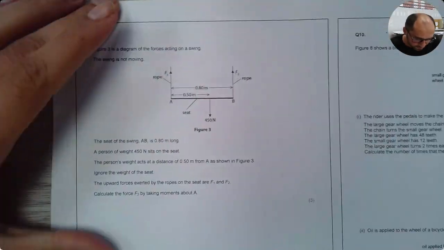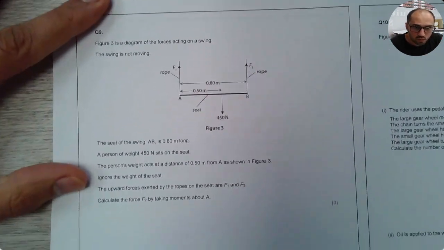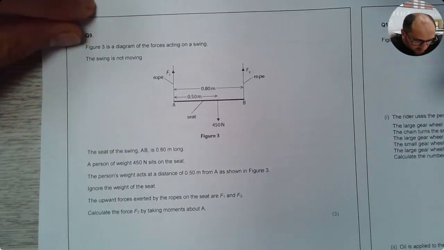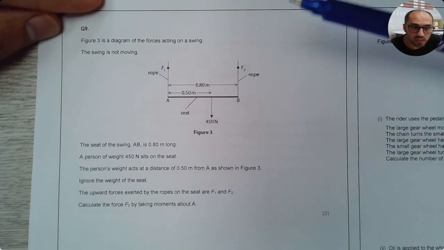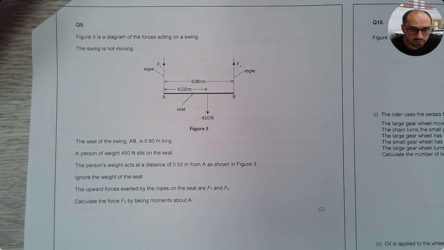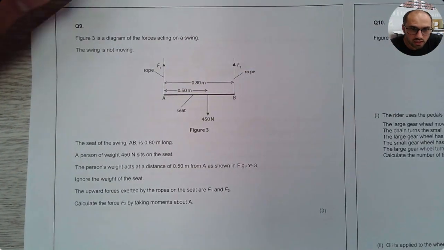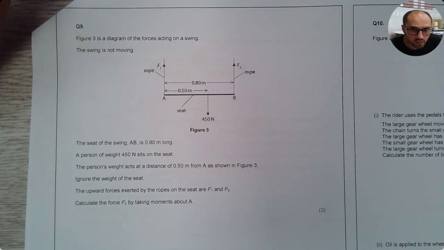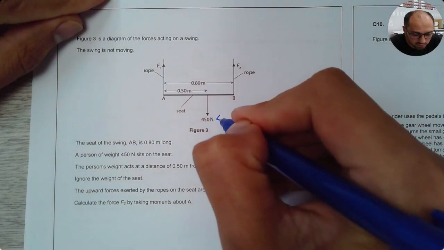Next question. This is an important question, so make sure you are paying attention while I'm going through the answer. It says figure 3 is a diagram of forces acting on a swing. The swing is not moving, so it is resting in this position. The seat of the swing AB is 0.80 meter long. A person of weight 450 newtons sits on the seat. The person's weight acts at a distance of 0.50 meter from A, as shown in figure 3. So this is the value of weight force.